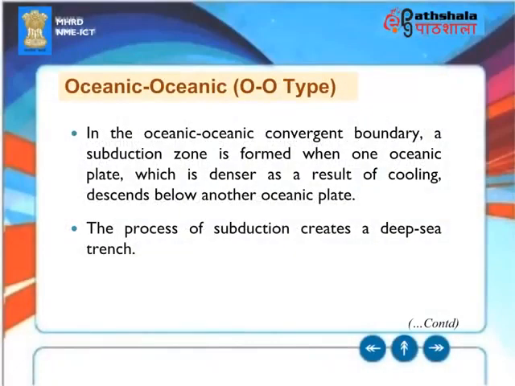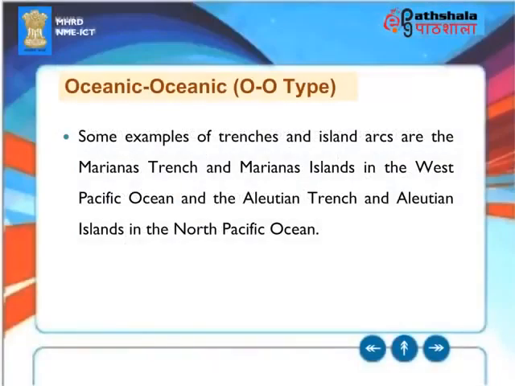Oceanic-oceanic, OO type. In the oceanic convergent boundary, a subduction zone is formed when one oceanic plate, which is denser as a result of cooling, descends below another oceanic plate. The process of subduction creates a deep sea trench. Some examples of trenches and island arcs are the Marianas Trench and the Marianas Islands in the West Pacific Ocean, and the Aleutian Trench and Aleutian Islands in the North Pacific Ocean.